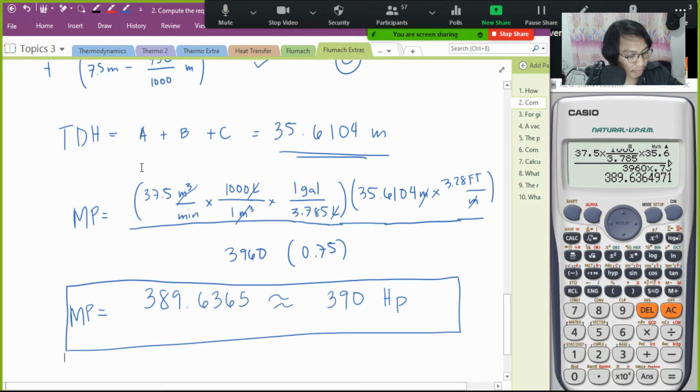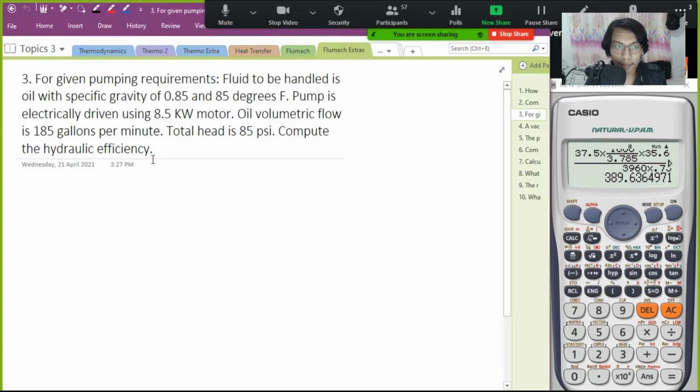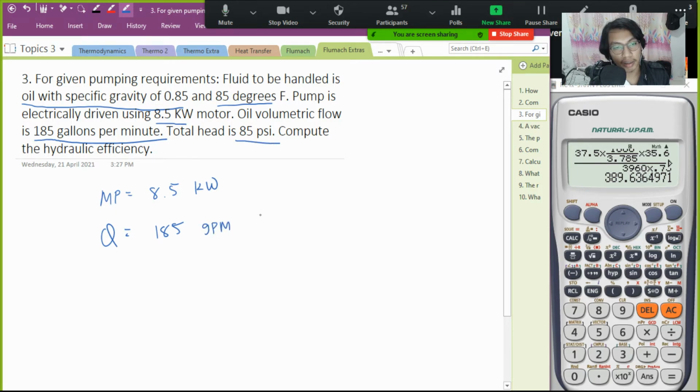How about problem number 3? For given requirements, the fluid to be handled is oil. So oil daw 'to, with specific gravity of 0.85 and 85 degrees Fahrenheit. Pump is electrically driven using 8.5 kilowatts of motor. So motor power, 8.5 kilowatts. Oil volumetric flow is 185 gallons per minute. So, yung Q ng oil, 185 GPM. Total head is 85 PSI. Compute the hydraulic efficiency.